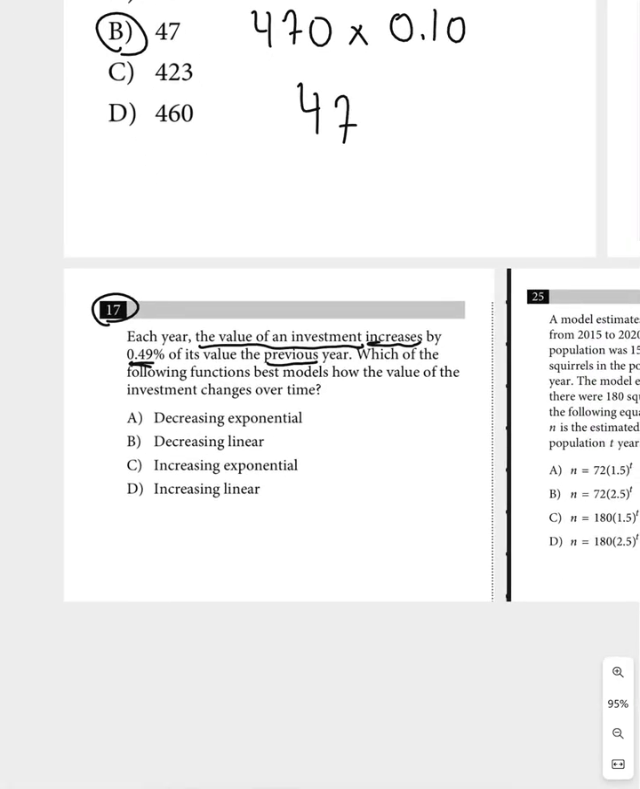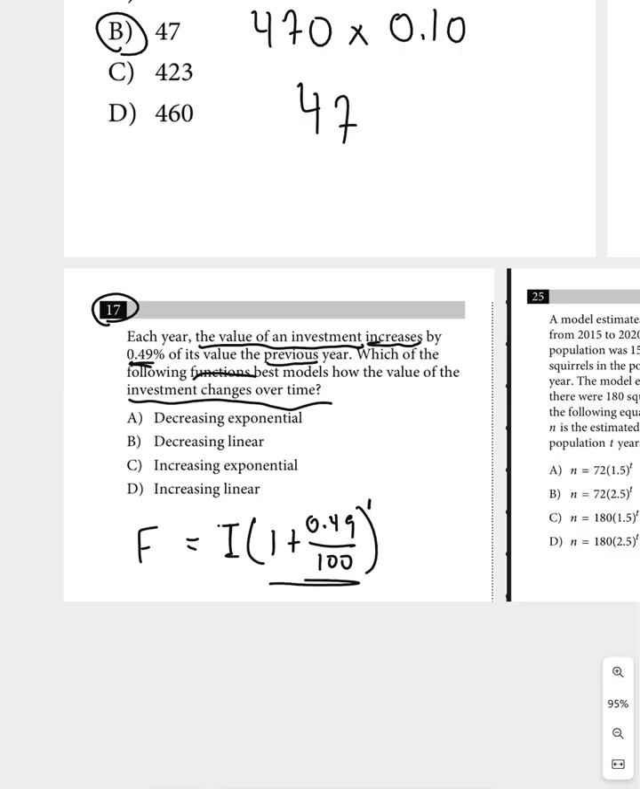Let's just say the initial value is the previous year's investment. So 1 plus, in this case, 0.49 over 100, and this will equal the following year's investment. Now we can look at the second part. Which of the following functions models how the value of the investment changes over time? For this question, it actually has to do with exponential growth, because there's a 1 over here.